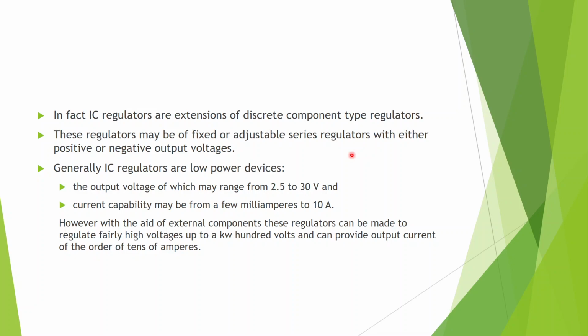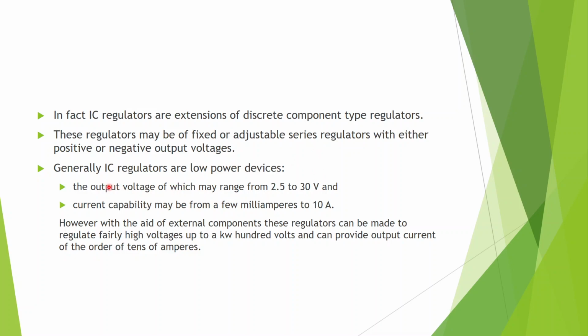So you could have 5.5, 7.5, 8.5. Within a range you can adjust your output voltage. And these regulators would give either positive or negative output voltages. So you have 5 volt, minus 5 volt, 10 volt, minus 10 volt. So all these things you could get using these variable or adjustable series voltage regulators.